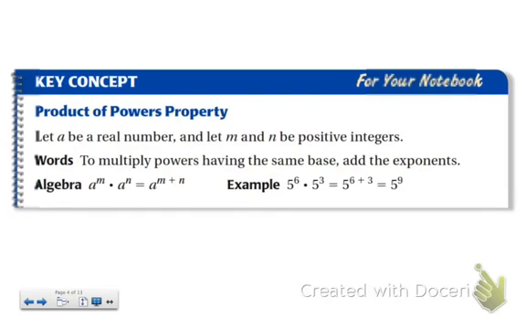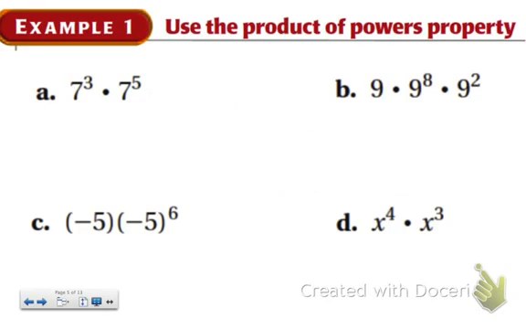So this is the first of 3 that we have, and this is the product of powers property. So to multiply powers having the same base, add the exponents. If we have a to the m times a to the n, that equals a to the m plus n. A could be anything as long as it's the same. So 5 to the 6 times 5 cubed equals 5 to the 6 plus 3, which is 9, or 5 to the 9th.